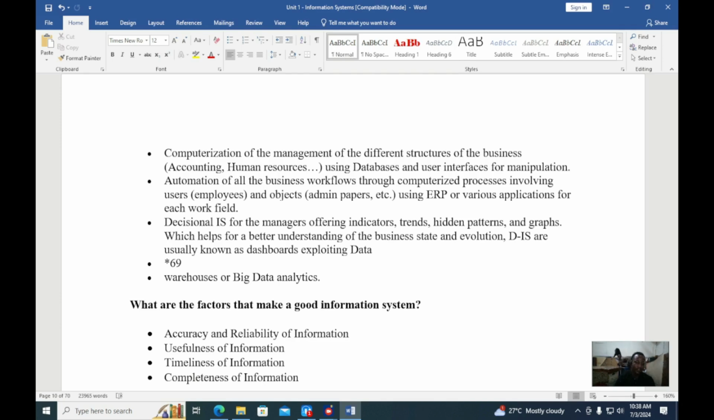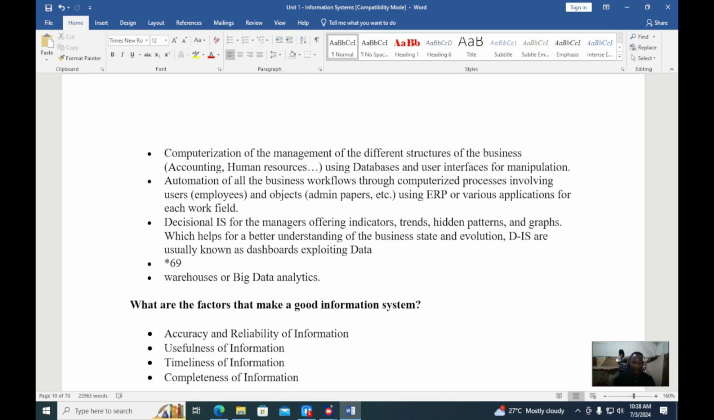Number three, they are decisional. Okay, they are systems that are used by managers to offer some indicators, some trends, some hidden patterns, and even graphs that are going to help the managers to understand the state of a particular business and offer a decision that is going to be the best, or take a choice or a path that is going to be the best.